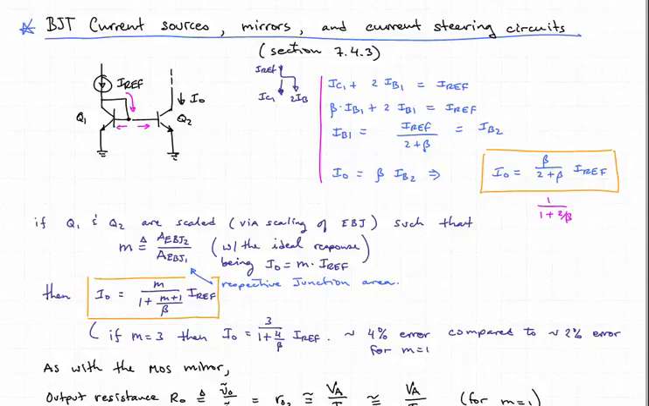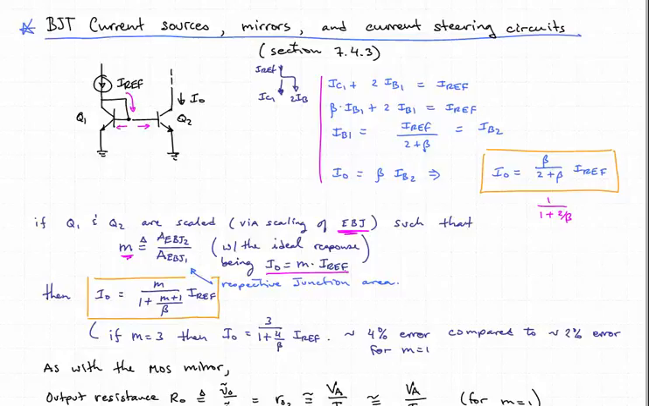Now, we can scale the currents like we did for the MOSFETs here. Instead of scaling the width and the length of the channel, we're going to scale the emitter base junction area. So we can have a scale factor that we'll define as M here, and it's the ratio of the area of the base emitter junction of Q2 to the base emitter junction of Q1. And that will ideally lead to an IO that is M times IREF.